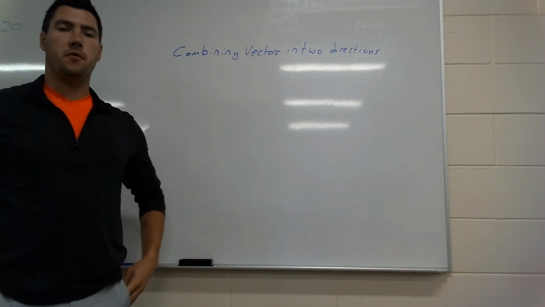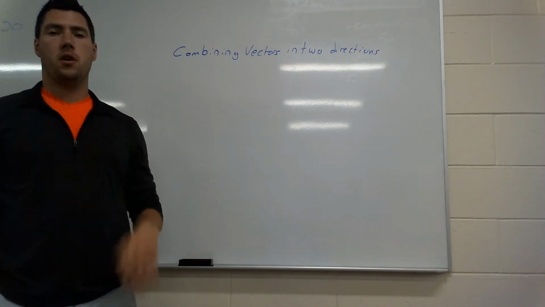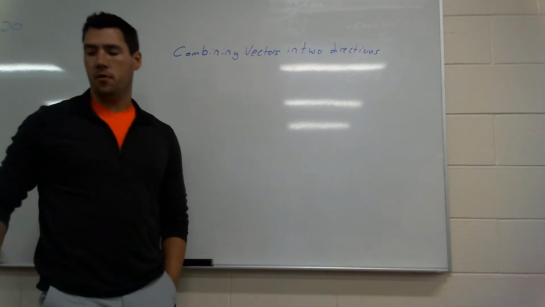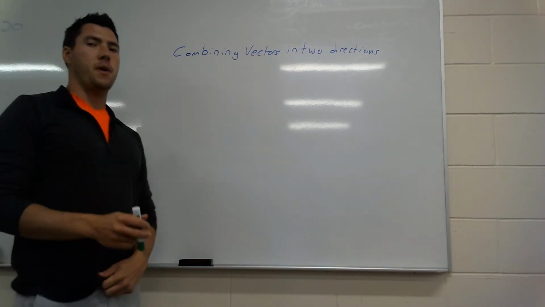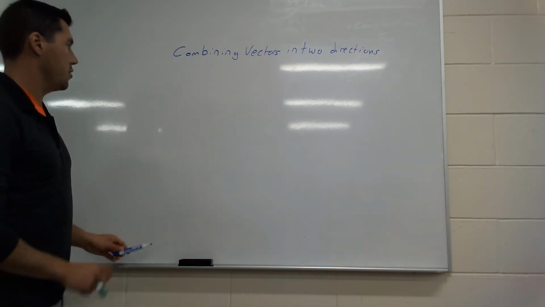Did some combining of simple vectors, basically either both going east and west or both going north and south. Let's change that a little and get combining vectors in two directions. What do I mean by that? Let's go with an example.